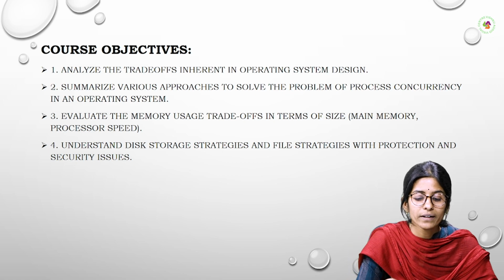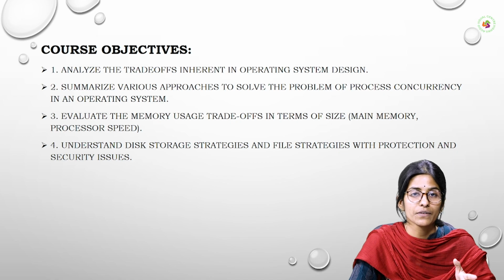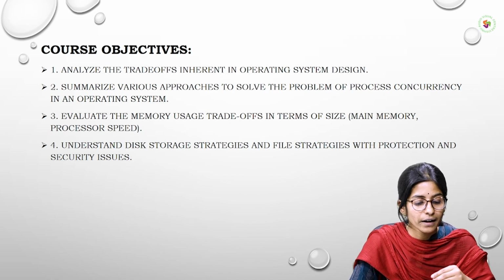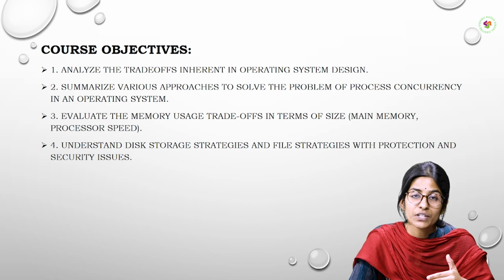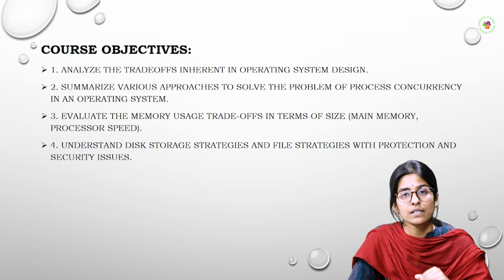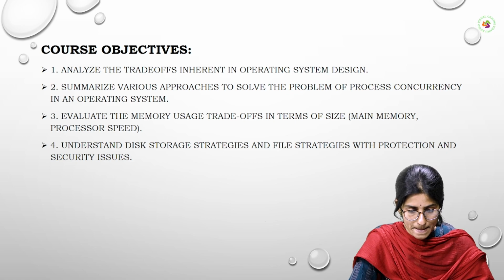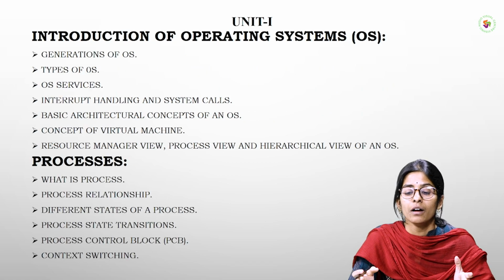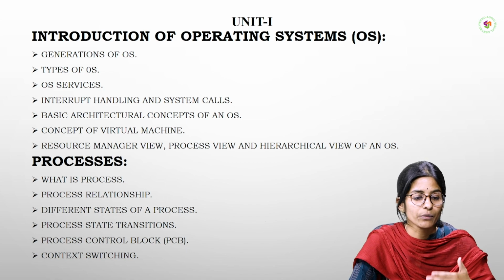The third point is memory usage. How we will use memory for all services in our operating system. And the last one is storage strategies. What are the storage allocations we have in our secondary memory? Those are all covered in the last, 5th unit, and we will learn about those also. After that, what are the units of the syllabus we have in our operating system? We will see one by one.